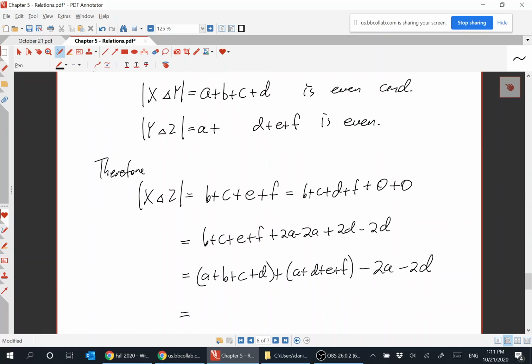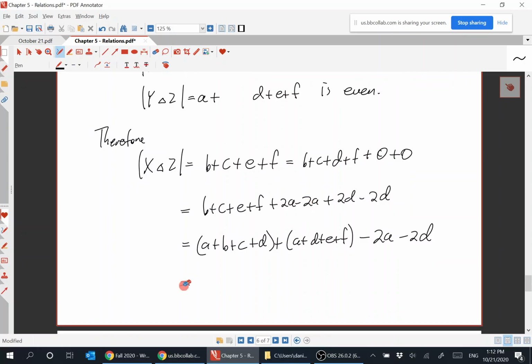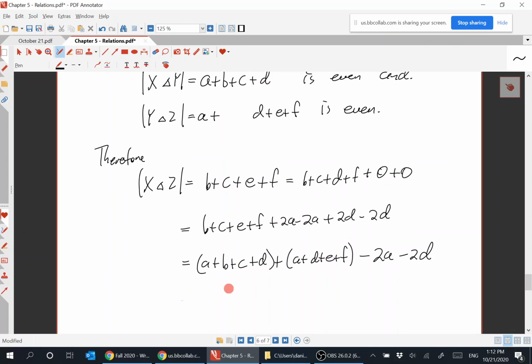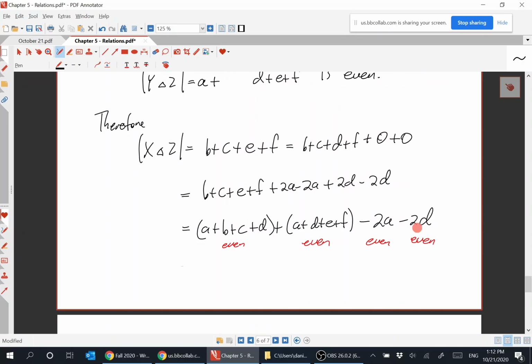Even? Yeah, it's X symmetric difference Y. Well, yeah, so all of them, right? Which is even. Right, this is even. Right here. This is even. Right here. And then 2A and 2D are even because both even. Yeah, these are all even. So this is just a sum of even numbers.